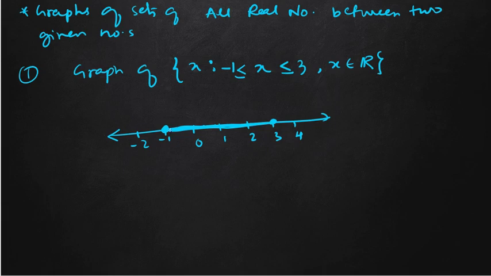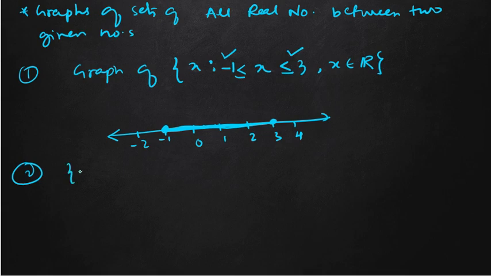Okay, so again you can see that -1 is also encircled, 3 is also encircled. Why have I encircled -1 and 3? Because -1 is included and 3 is included. How can we say this is included? Because the less than or equal to sign is there. Equal to means here we have to take -1 also.